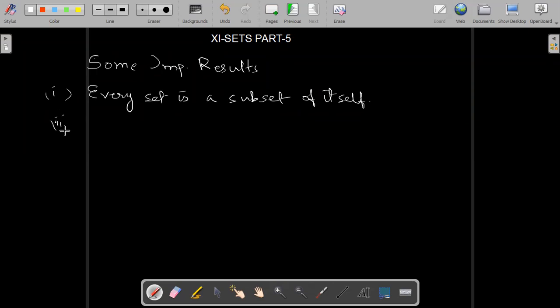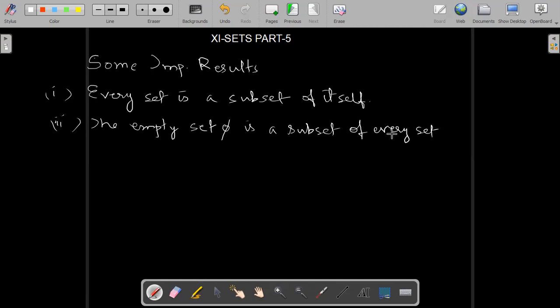Second property, you can prove this property also: the empty set, which is denoted by phi. Empty set means the set having no element, and it is a subset of every set. Second property.